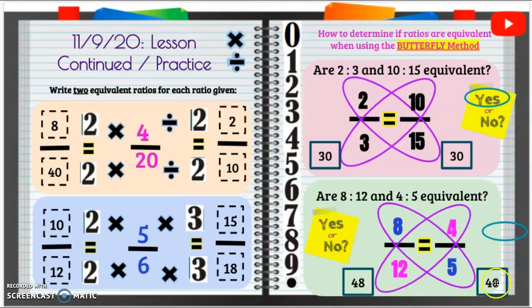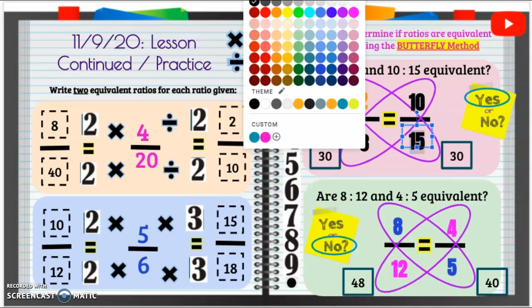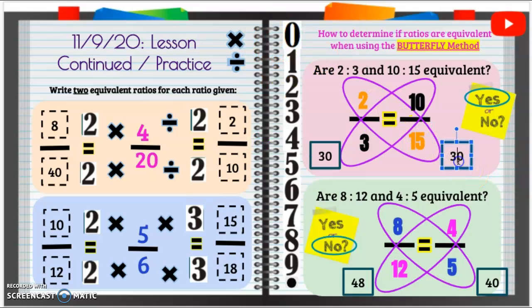So is 48 and 40 the same number? No, that's not the same number. So that means they're not equivalent. They're not equal. You can also check by typing in a calculator, I guess, 8 divided by 12 equals 4 divided by 5. So I'm going to color code these up here too, just so you can see which two we actually multiplied, and then that number is in here, and that number is in there. Perfect. I'll put these in green.